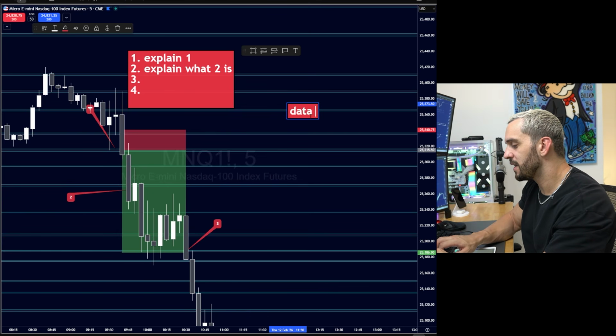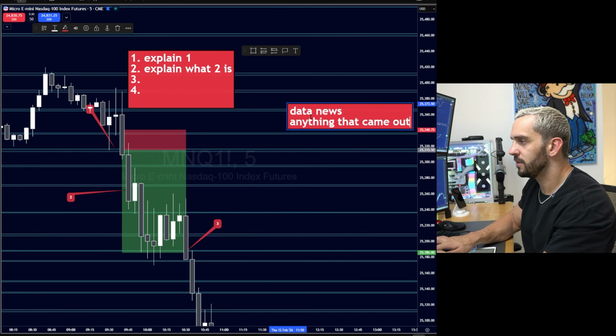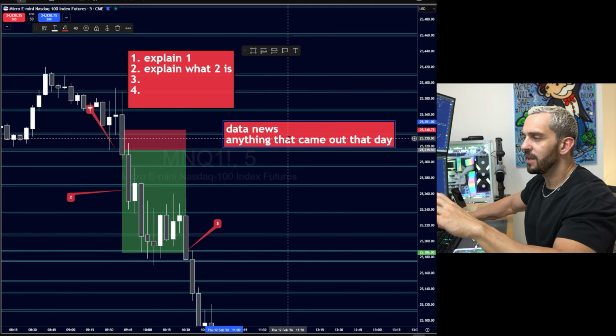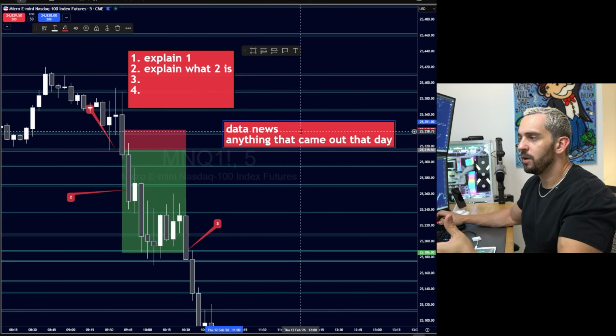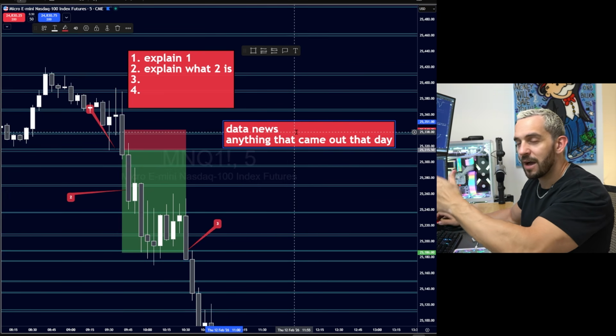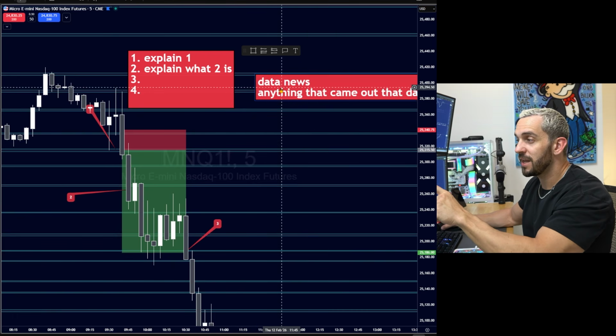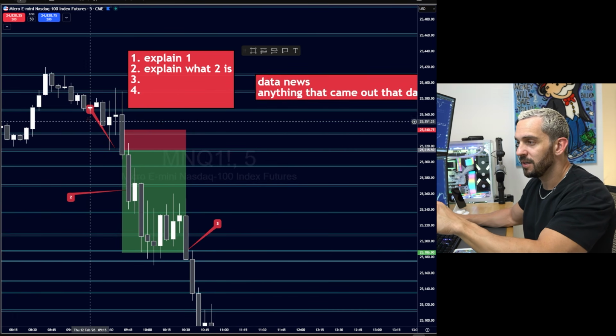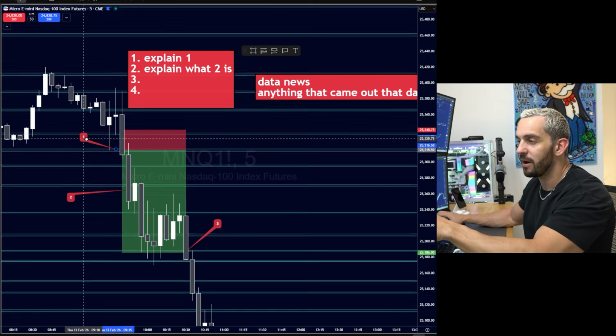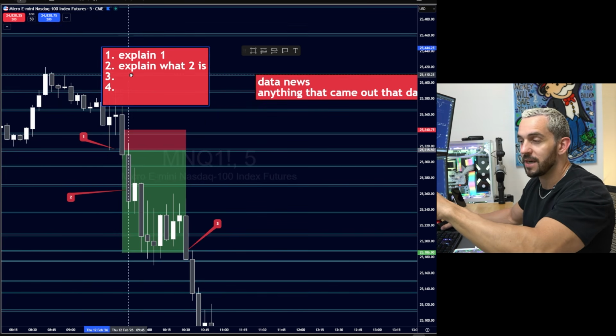And this one's gonna be data, news, anything that came out that day. This is gonna be like if NFP came out, what was the expectation and how did it actually come out? That's all I'm putting in this box. Now the actual explanation for the data is gonna be here. Let's say this candle was when the data came out, I'm gonna be like, NFP was released, and I'll put that in this box.